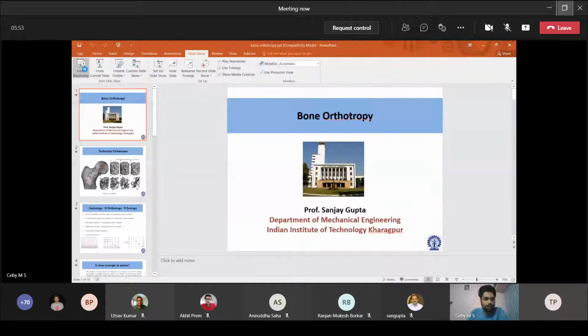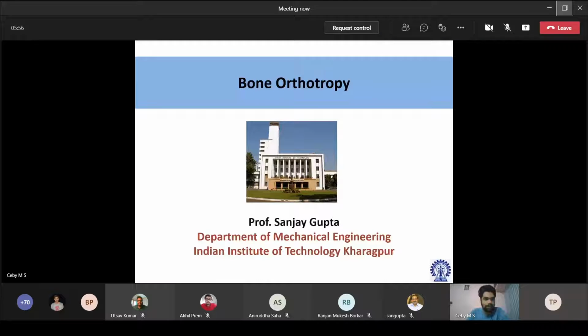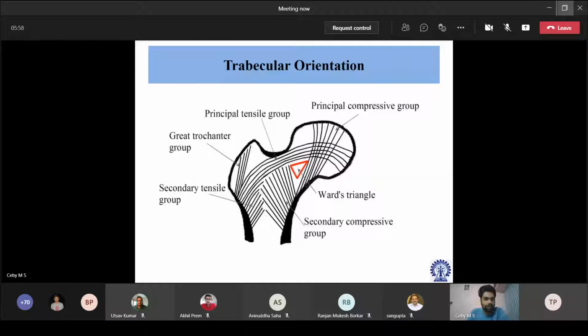Fine. So, bone orthotropy, trabecular orientation. Here we are going to look into the trabecular groups in the proximal femur. Here we can see the principal tensile group, principal compressive group, secondary tensile group, and secondary compressive group. As the name says, those are the groups which come into play. These are the trabecular orientations in the femur. Here you can see a small region where there is an absence of trabeculae.